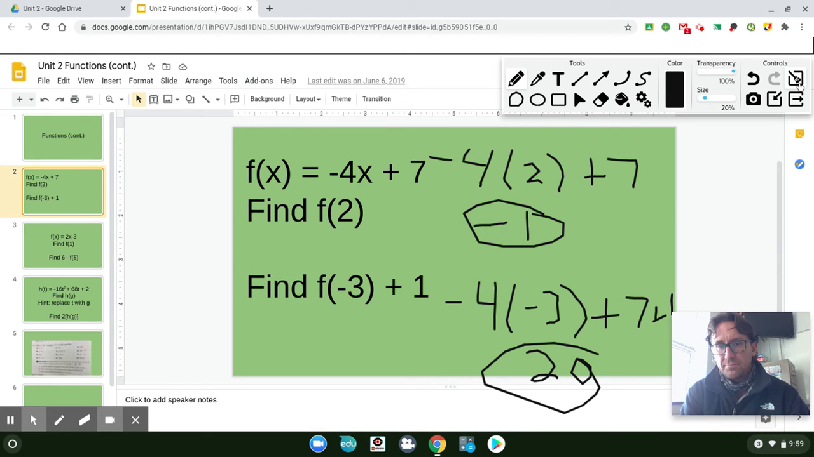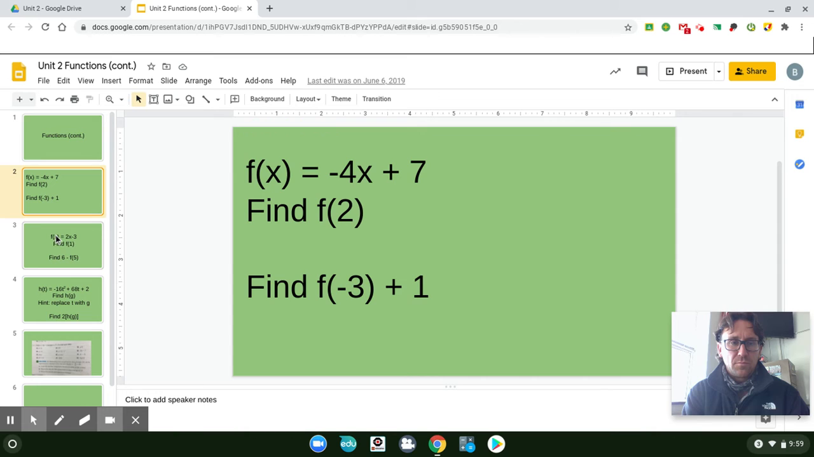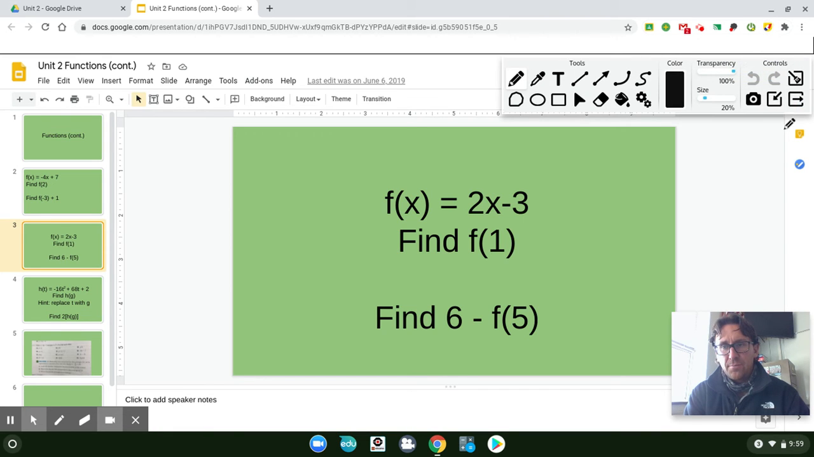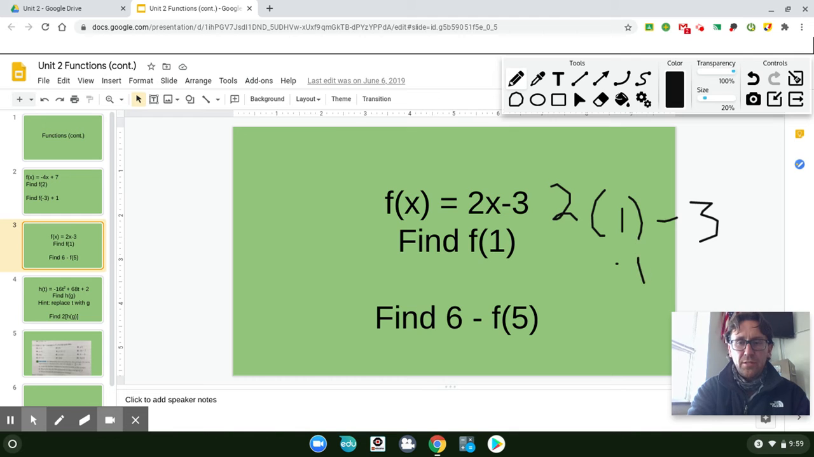Let's look at some more. So if you can, try and hit the pause button right now and try these problems before I explain how to do them. Okay, for this one, you're just going to plug the 1 in for x. So that's 2 times 1 minus 3, which is -1. And this one, you got to plug in 5 for x, and then do 6 minus whatever you get.